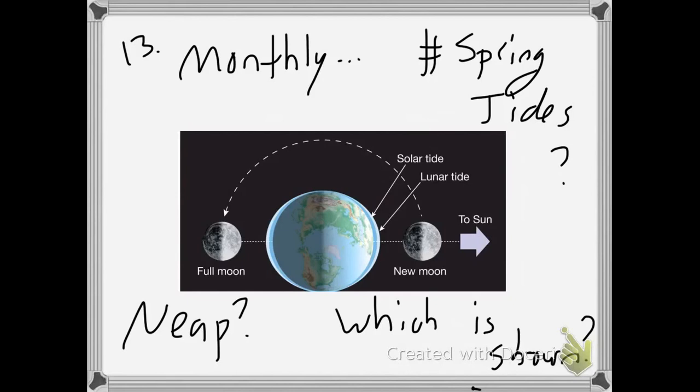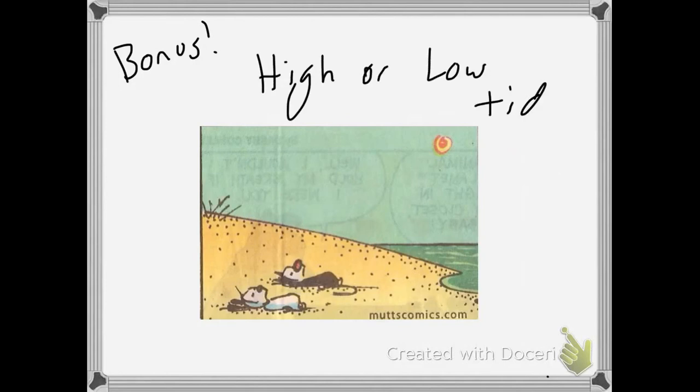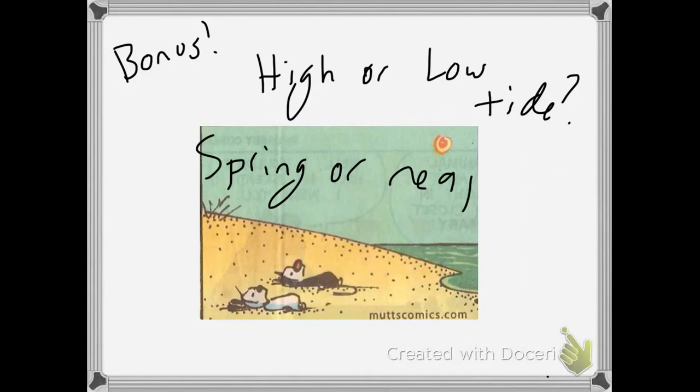But of course you have different phases of the moon going on. You have a new moon in one day, and then 15 days later you have a full moon. Okay, spring tides. So here is your bonus question. Here is a cartoon from a previous chapter. So in this picture, are these little characters enjoying a high tide or a low tide? Is this picture depicting a spring tide or a neap tide?